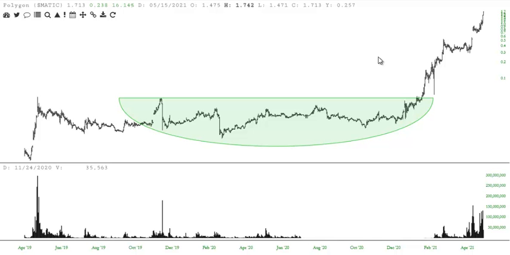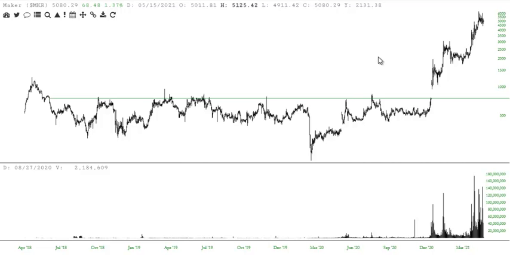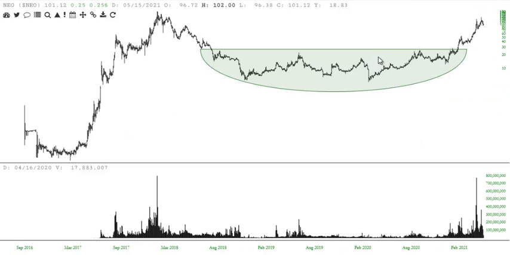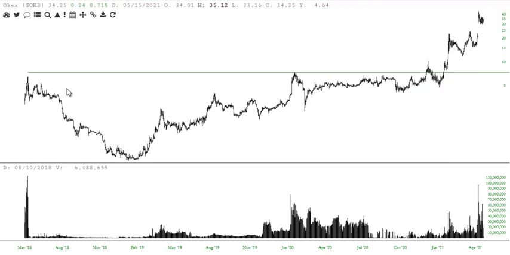Polygon, this is a good example of how the symbol, you would never guess the name. Polygon is MATIC, Matic. And this is another example of something which has gone up a lot already, and it's pretty speculative to get into those levels because it's gone up just thousands of percent, it looks like. Maker, MKR. Neo, which is NEO. OKEX, which is symbol OKB.